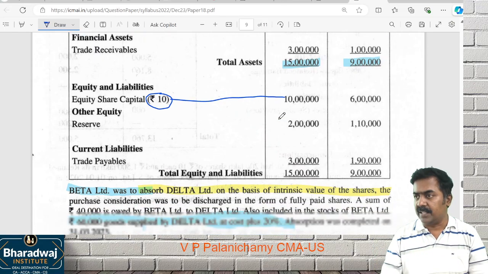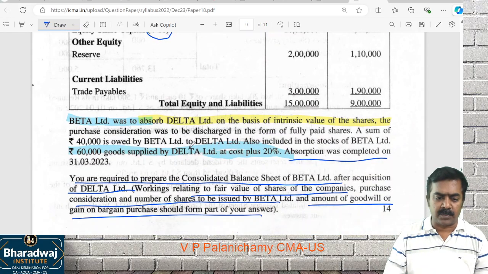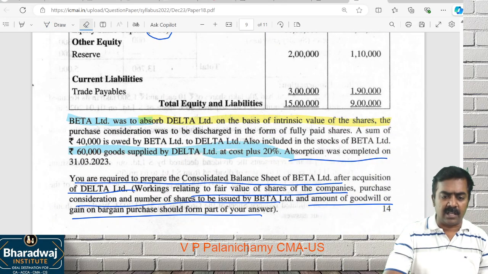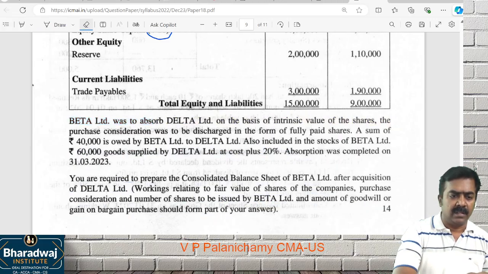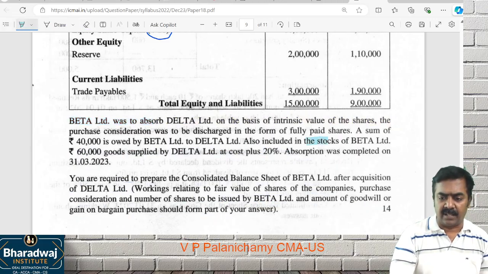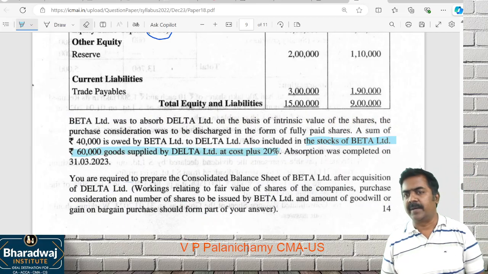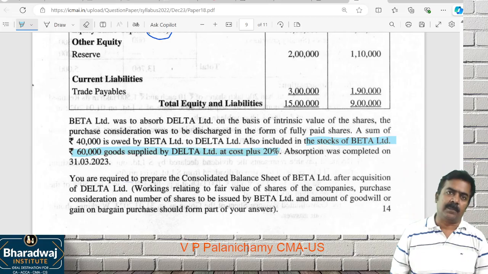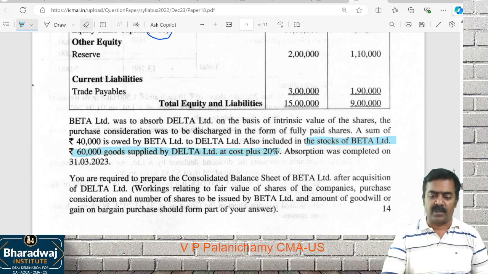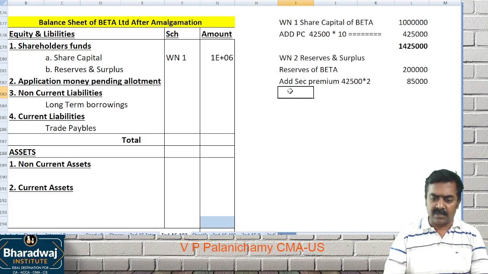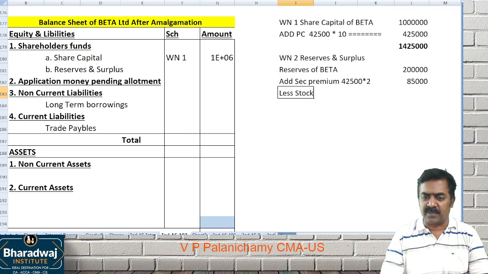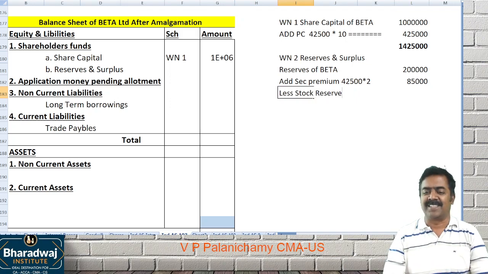We have learned already journal entry, but we are to practice question. Look at this. There is an intercompany sale of stock and there is a profit included in the stock of Beta Limited, 60,000 goods supplied by what? Delta Limited at a cost plus which one? 20%. We have to eliminate which one? The profit. We have to eliminate the profit. So less, that is called as stock reserve. Same like your inter-branch accounts, departmental accounts, inter-process profits, or this business combination.